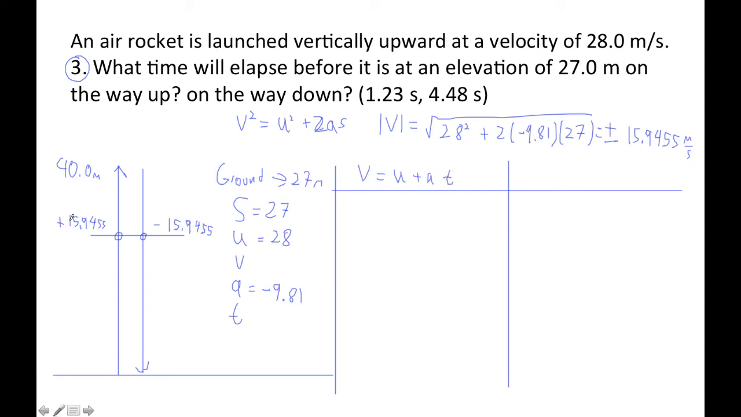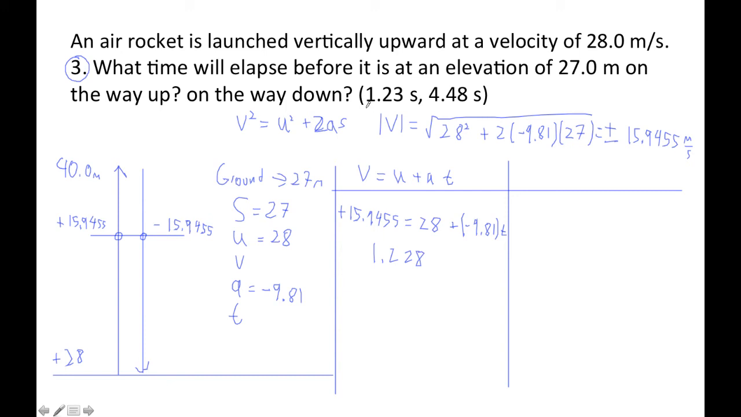And on the way up, I'll make the initial velocity. The initial velocity for both will be positive 28 meters per second, right? Okay, so, but on the way up, it's positive 15.9455. So I go positive 15.9455 equals 28 plus negative 9.81 times t, right? Well, if I solve that, I get 1.228, right?